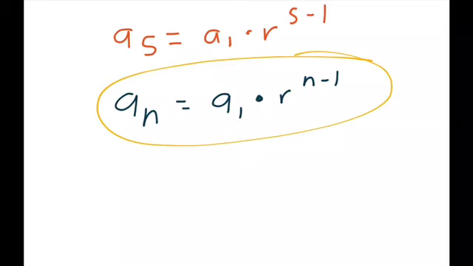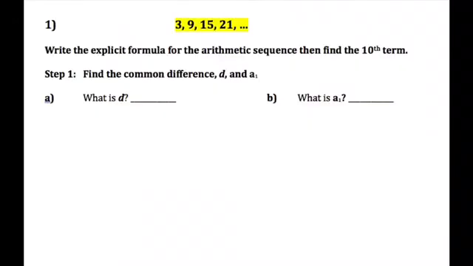Okay, we're actually going to talk about now how to use these. So for number 1, go ahead and write those numbers down. Our sequence is going to be 3, 9, 15, 21. We're going to write the explicit formula for the arithmetic sequence, then find the 10th term. I've already told you that it is an arithmetic sequence, so we don't have to worry about that.